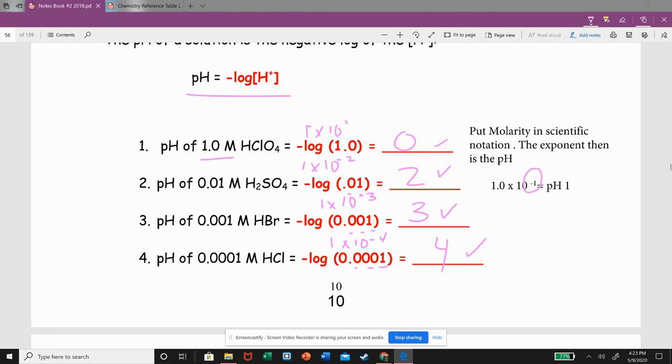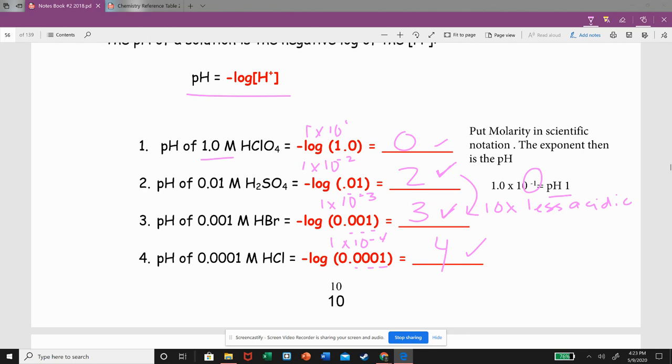Whatever your exponent is, that is your pH. So if I go from a pH of 2 to a pH of 3, this is going to be 10 times different because it's a logarithmic scale. This is 10 times less acidic, right? Because when pH increases, that means the acidity decreases.